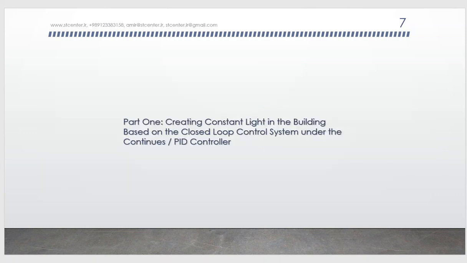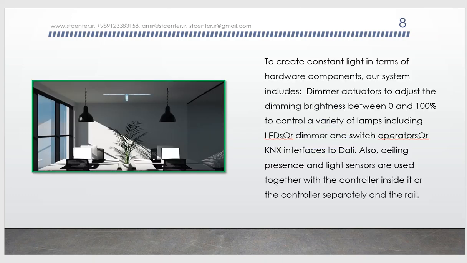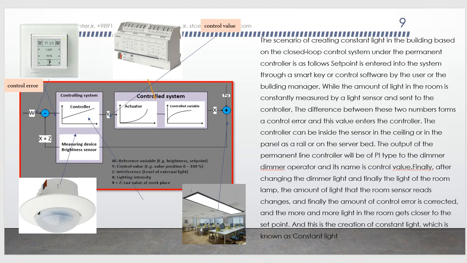Now we want to talk more about constant light control. To make constant light control, we need some hardware. The picture the user sees in rooms is only one sensor on the ceiling, but behind it there are some components that we should use. So what components do we have? Look at this picture.